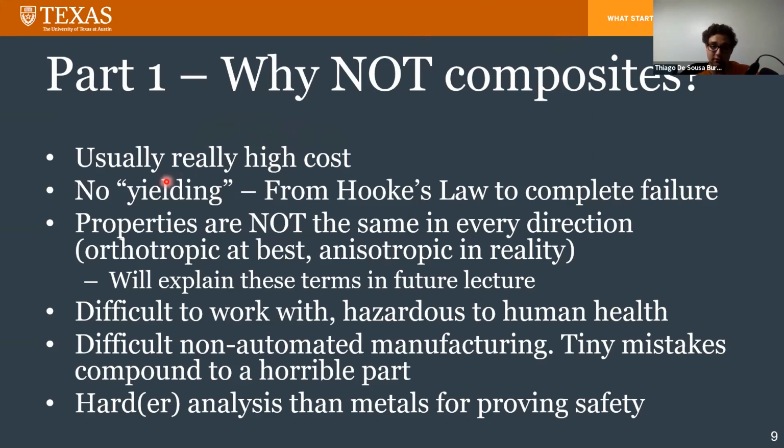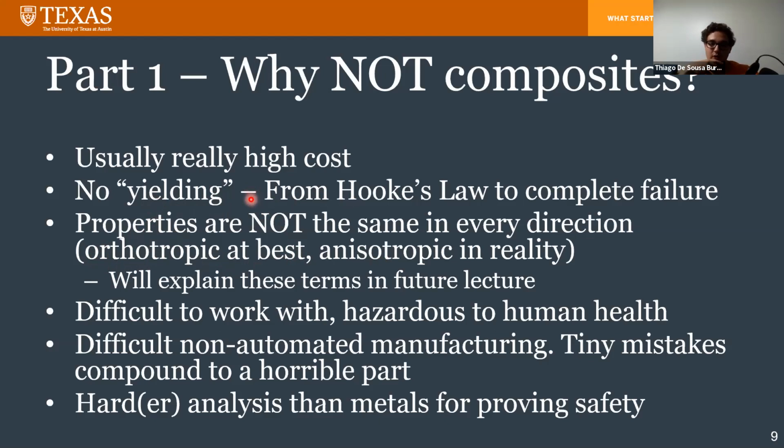Another thing, like I drew when we were covering Hooke's law, is that it does not yield. It simply goes from linear to complete fracture, complete failure. The properties are not the same in every direction. And there are these two terms, orthotropic and anisotropic. They describe properties of materials.